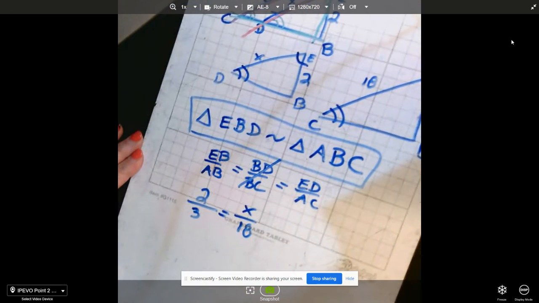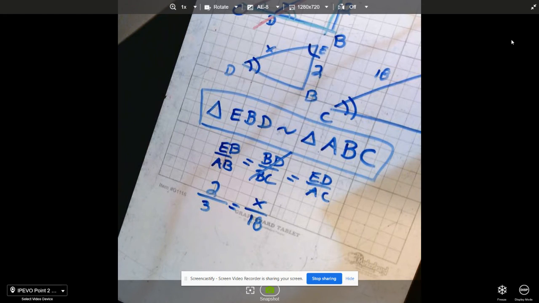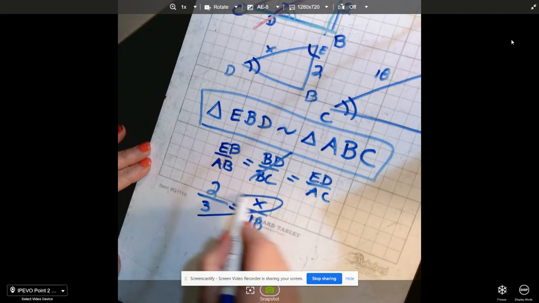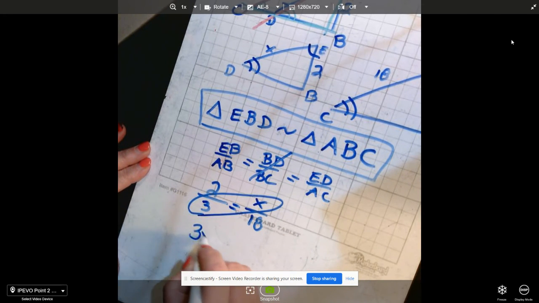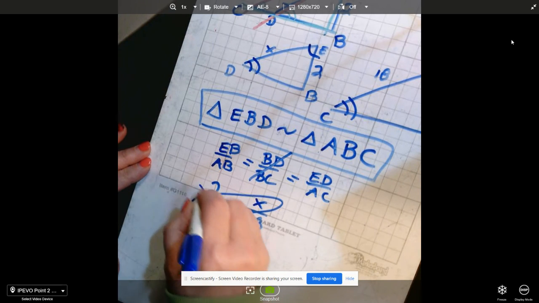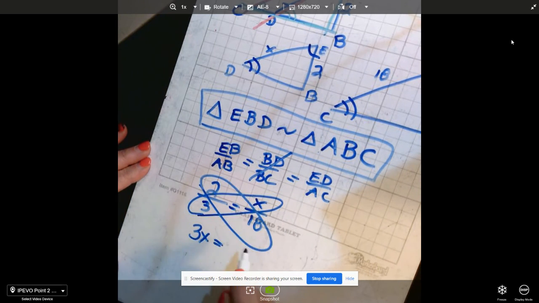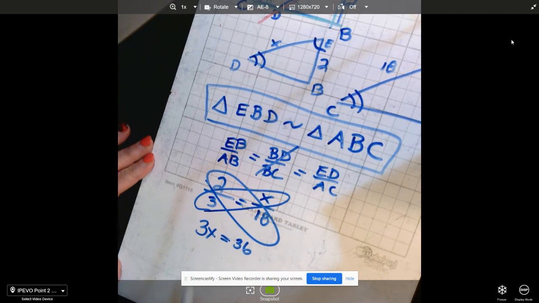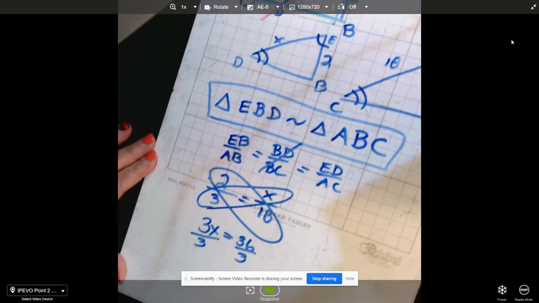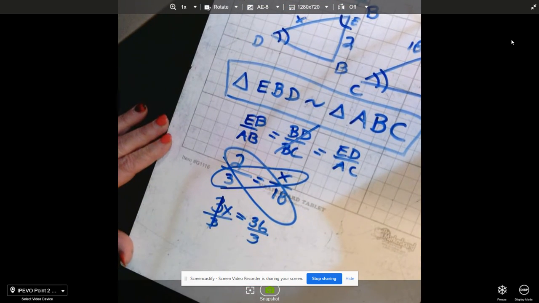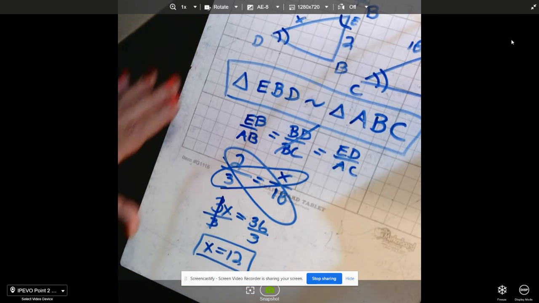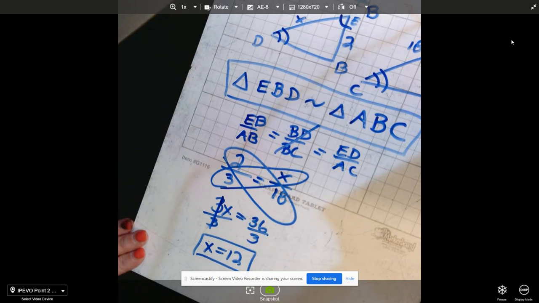So once again, now I have a ratio with only one variable. I can cross multiply. So 3 times X I can set equal to 18 times 2, which is 36. Now I can simply get X alone by dividing by 3. The 3's will cancel on this side. And 36 divided by 3, X will be 12. So now you have your similarity statement and you have solved for X.